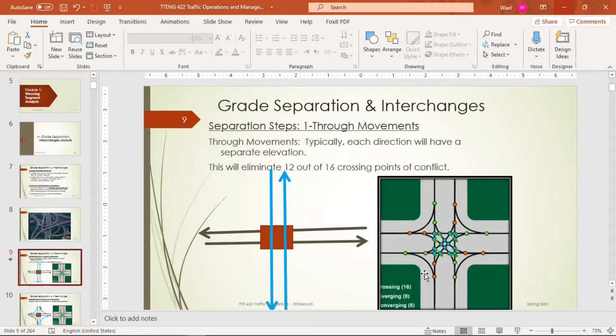Let's study the steps of how we start making separation between these. When we have two freeways or two highways intersecting together, we have 16 crossing points. These are the points in blue. And we have diverging lanes, those are in green. And we have converging points, these are in orange. So we need to build an interchange such that we eliminate these conflict points. First, we take the two through movements and we just build a bridge. This way we are separating the through movements for both directions with this elevation.